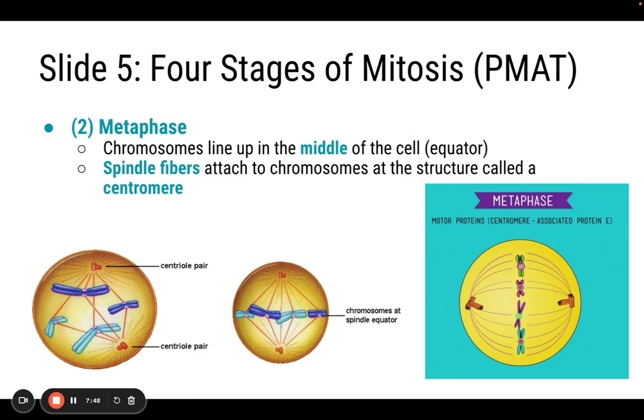The next phase is metaphase. This is where the chromosomes will neatly line up in the middle of the cell along its equator. Spindle fibers reach out from the centrioles and attach to the chromosomes at the centromere. So think M for middle.